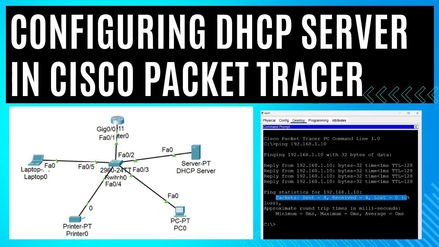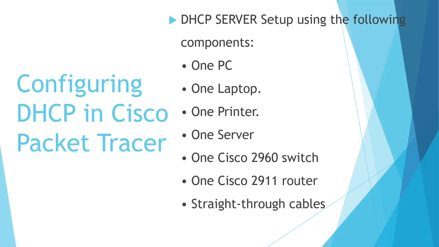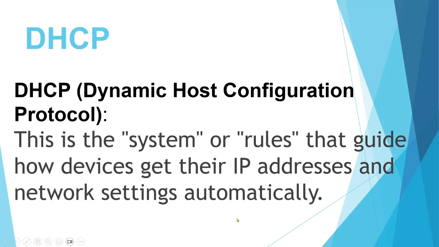In today's video, we are going to see configuring DHCP server in Cisco Packet Tracer. Now friends, the components required to set up the DHCP server are as follows. We are going to take one PC and one laptop as end devices, a printer, one server which will be configured as a DHCP server, one Cisco 2960 switch, and one Cisco 2911 router. Also, we are going to use straight-through cables.